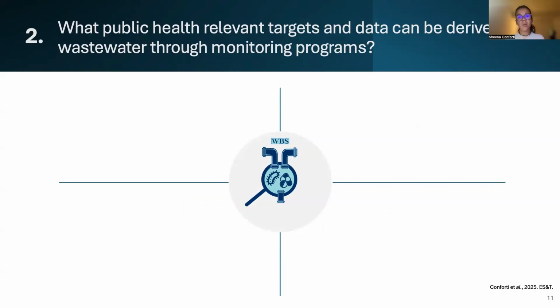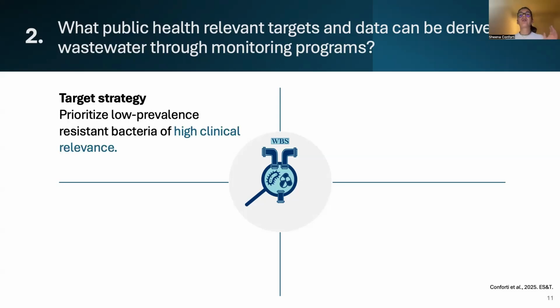But on one thing we agreed. So whatever we are going to measure, it should be clinically relevant. And this is because we are looking for indicators that could guide antibiotic stewardship. And this is because we want to decrease the burden of AMR on healthcare settings or the number of deaths that can occur every year due to AMR. And so it needs to be clinically relevant, and it should be low prevalent.